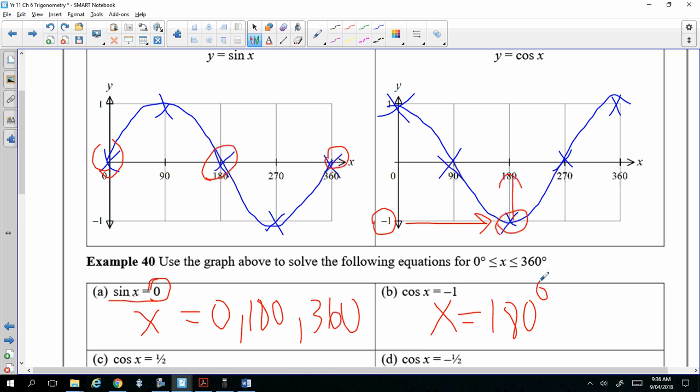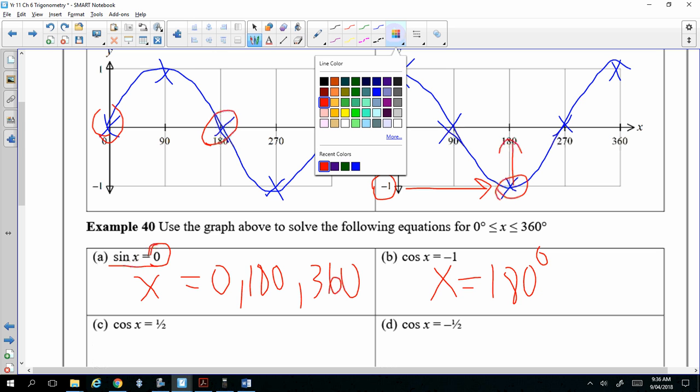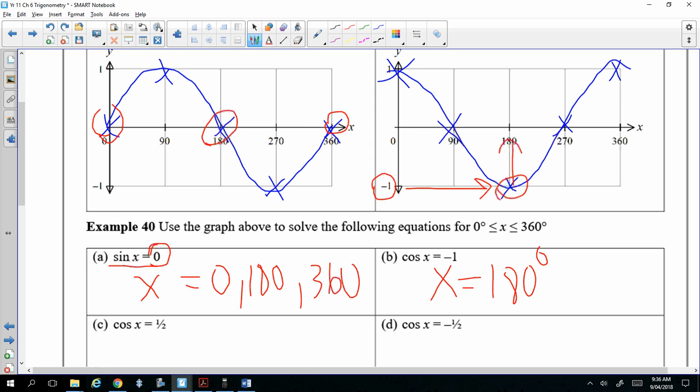What if I choose another value? Let's say half. So let's say cos x is half over here. Where would it cross? That's a little bit more tricky, isn't it? Because definitely the answer is not 45 degrees, because it's not really halfway, is it? A little bit more than halfway. We have to find out what these angles are.